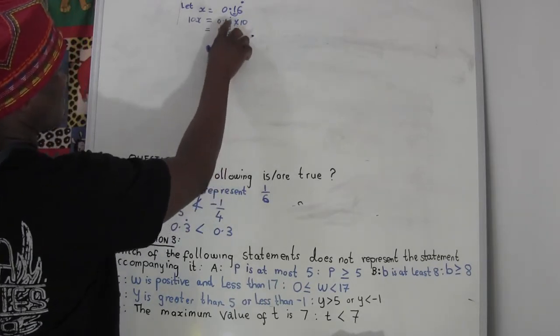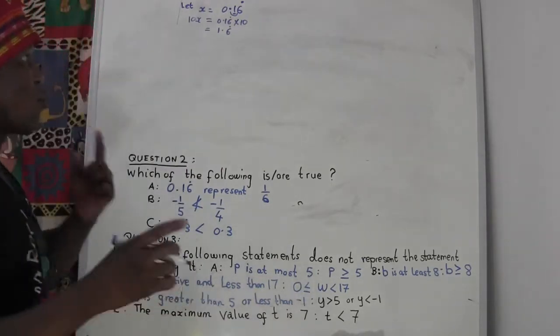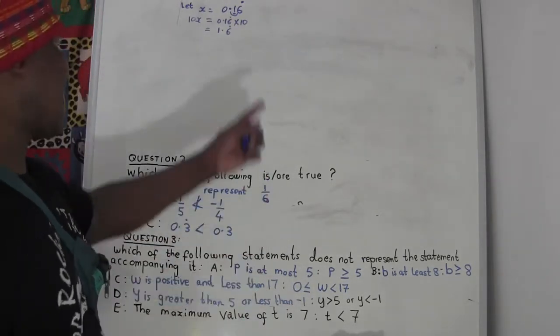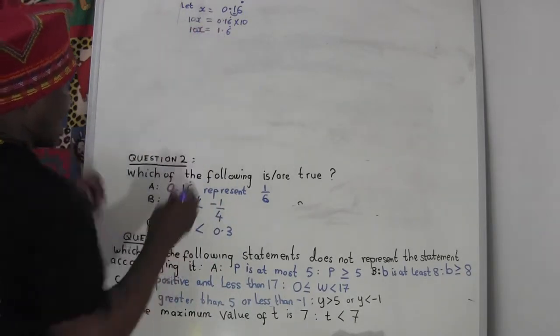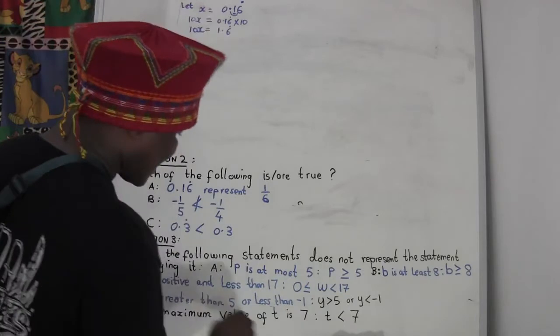Means this decimal is going to shift here. Take a calculator, multiply, you see. Just take 0.16 multiplied by 10, and then this decimal is going to move here. And then here we have 10x. Okay, next step.